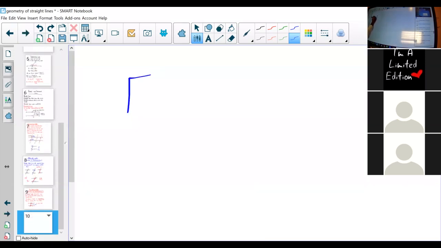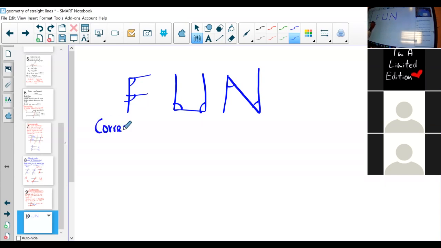We are looking for FUN. This one talks about corresponding. This one talks about co-interior. And this one talks about alternate. And remember, co-interiors are supplementary.